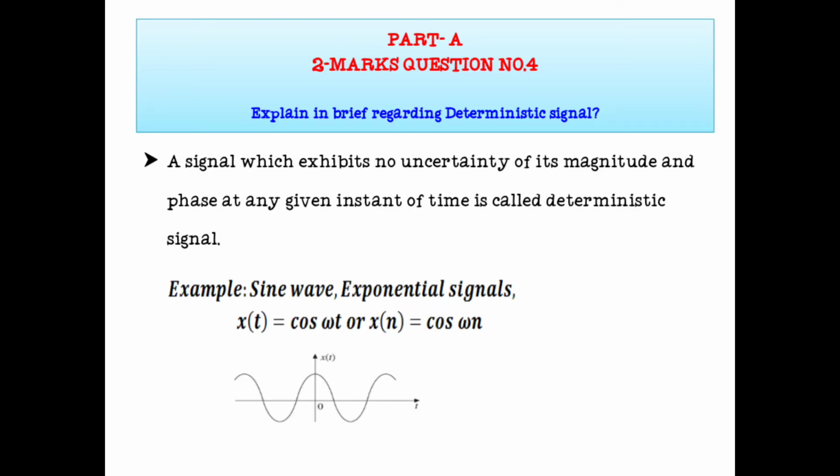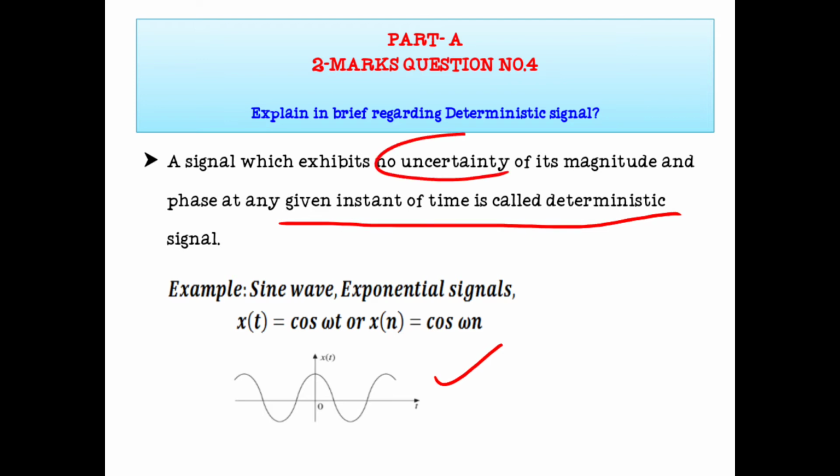Explain in brief regarding deterministic signal. A signal which exhibits no uncertainty of its magnitude and phase at any given instant of time is called a deterministic signal. Example, sine wave, exponential signals. You can write any mathematical expression for that signal. You can also draw a graphical representation. So you can write the mathematical expression as well as the graphical representation. In other words, a deterministic signal exhibits no uncertainty of its magnitude and phase.